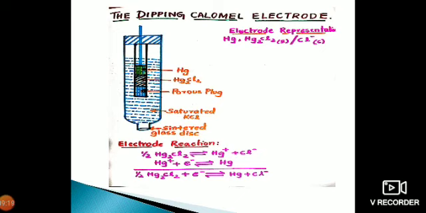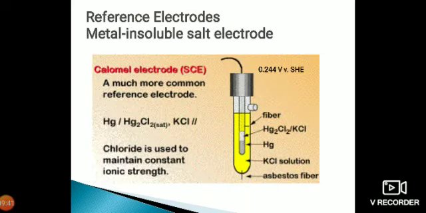That's how this sintered glass disc is acting as a salt bridge. It makes the contact between the saturated solution present within the calomel electrode and the other solution in the beaker. The solution within this calomel electrode makes contact with it by means of this sintered glass disc, which is acting as a salt bridge.